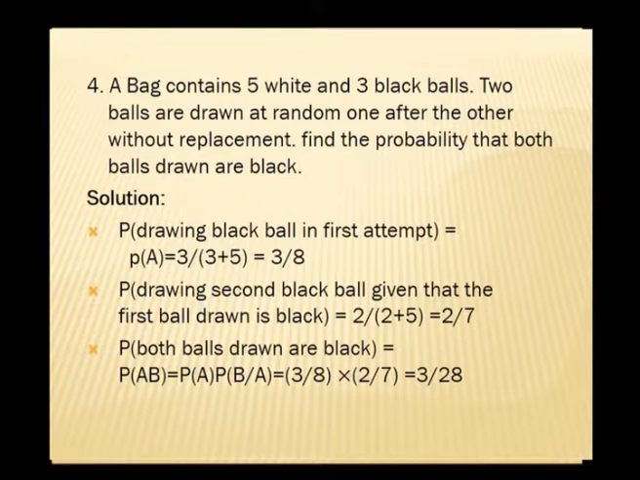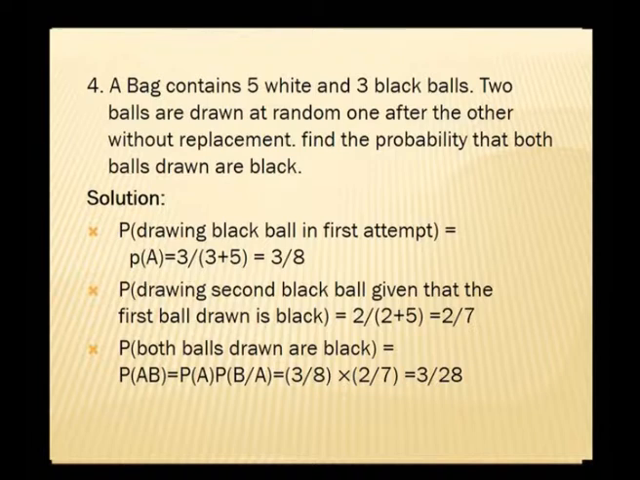Now, the next one: a bag contains 5 white and 3 black balls, and 2 balls are drawn at random one after the other without replacement. Find the probability that both the balls drawn are black balls. Whenever you get such a problem, you can solve it by taking the probability of drawing a black ball in the first attempt. The number of black balls is 3 and the total number of balls is 3 plus 5. So, we get 3 by 8.